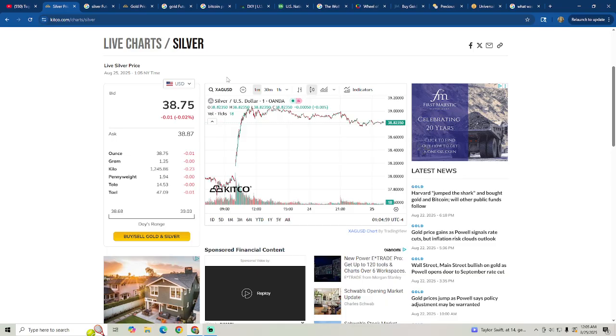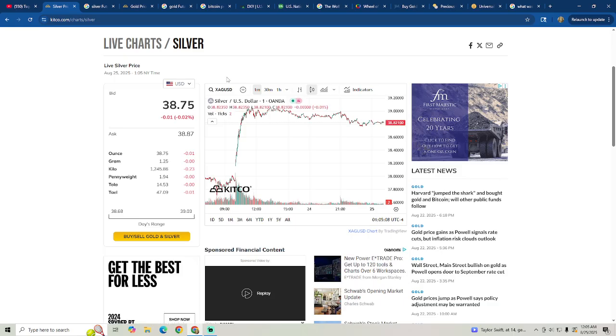That 1 ounce will make a difference down the road. If you have an ounce of silver versus if you don't, those extra ounces do add up over time. And so it's worth it to me to try to look for the best deals.